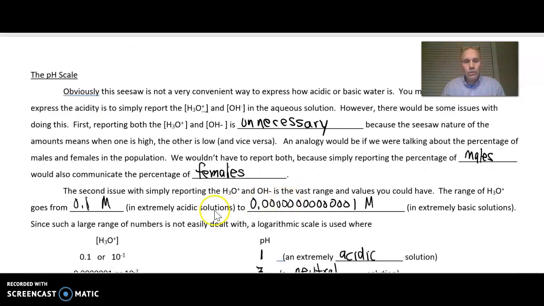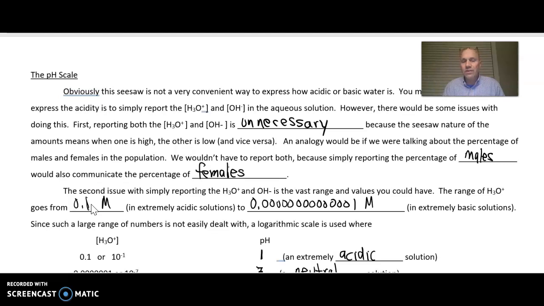Another issue with reporting the molarities of both of these, and actually when I'm doing this, I should have these square brackets around those to indicate that what we're talking about is the molarity of these things. So the other issue is the vast range of molarities that you can have. When you think about the highest number you can think of versus the lowest number, generally the decimal point only moves a couple of digits.